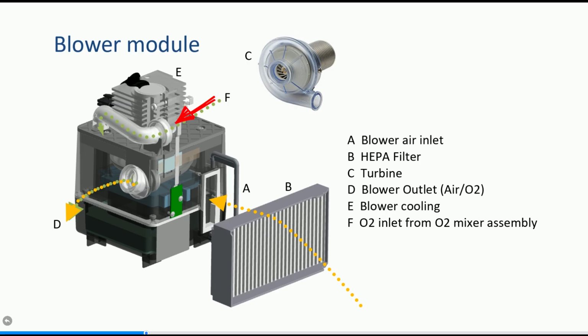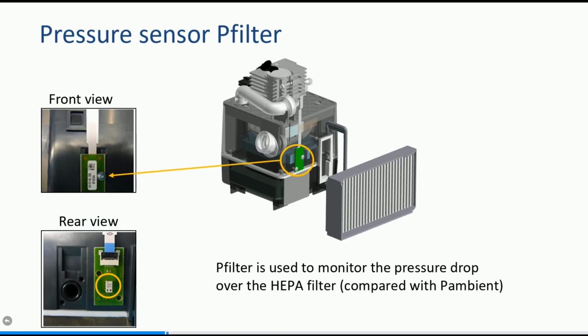O2 coming from the O2 mixer assembly is connected on the inlet tube connector, and ambient air is filtered by a HEPA filter before entering the blower module. Finally, the mixed and compressed gas exits from the blower module outlet port. A pressure sensor P filter is mounted to the blower module, which monitors the pressure drop over the HEPA filter in case the HEPA filter gets clogged.